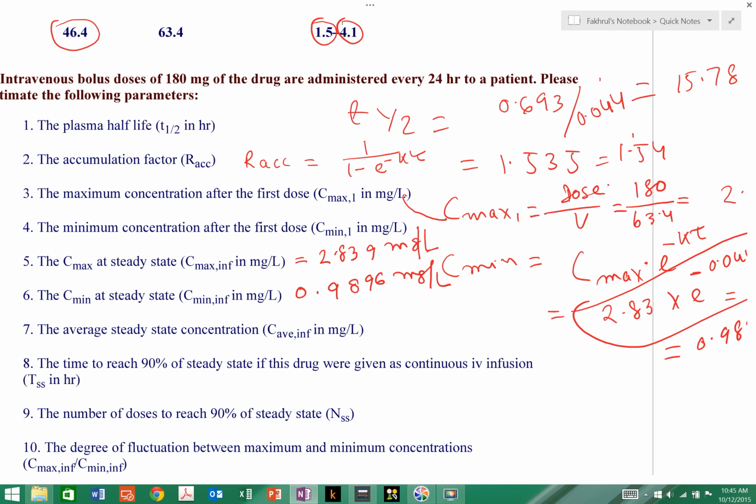To calculate Cmin at steady state, we have calculated, this would be the data for these two questions. Let's see.